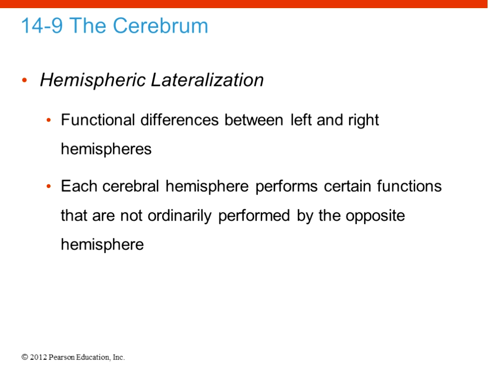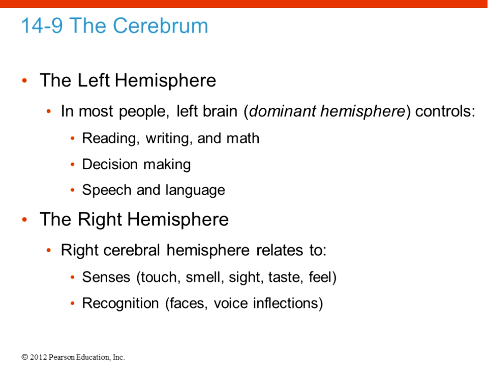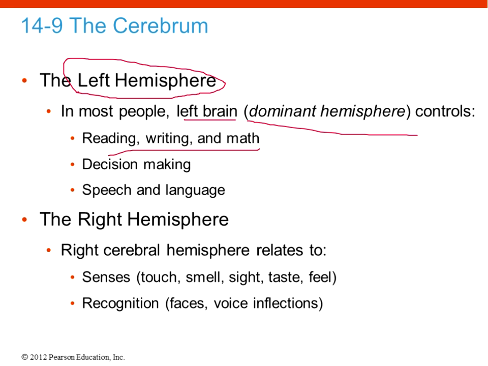All right, last thing we want to talk about here is what we call hemispheric lateralization. That means that there are actually functional differences between the left and right hemispheres. Basically, each cerebral hemisphere performs functions that may not be performed by the opposite hemisphere. Just getting a general snapshot, the left hemisphere is typically thought to be the dominant hemisphere. Most people are left-brain people, which controls reading, writing, math, decision-making, speech, language, all those types of things.